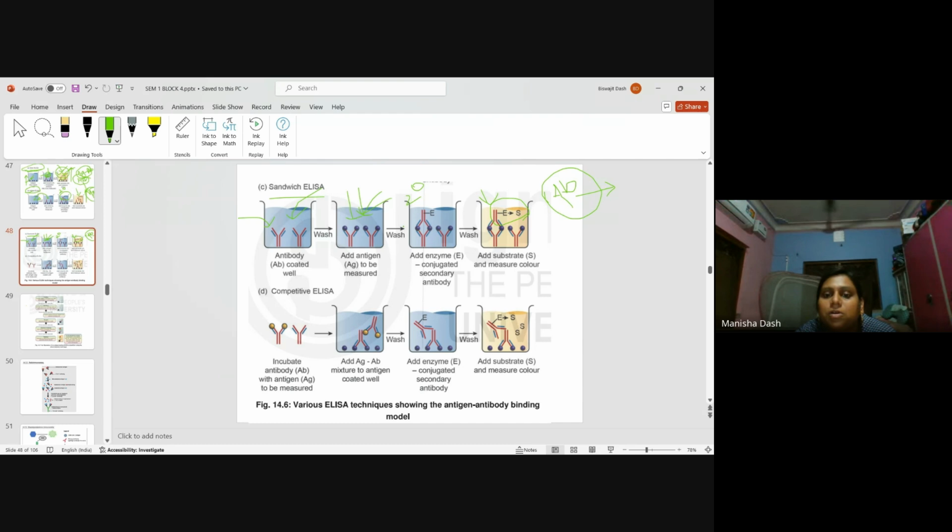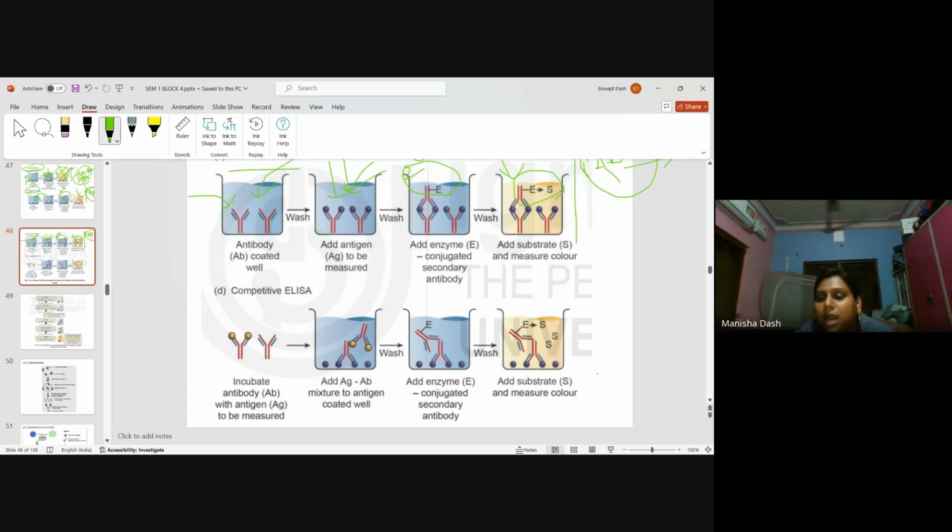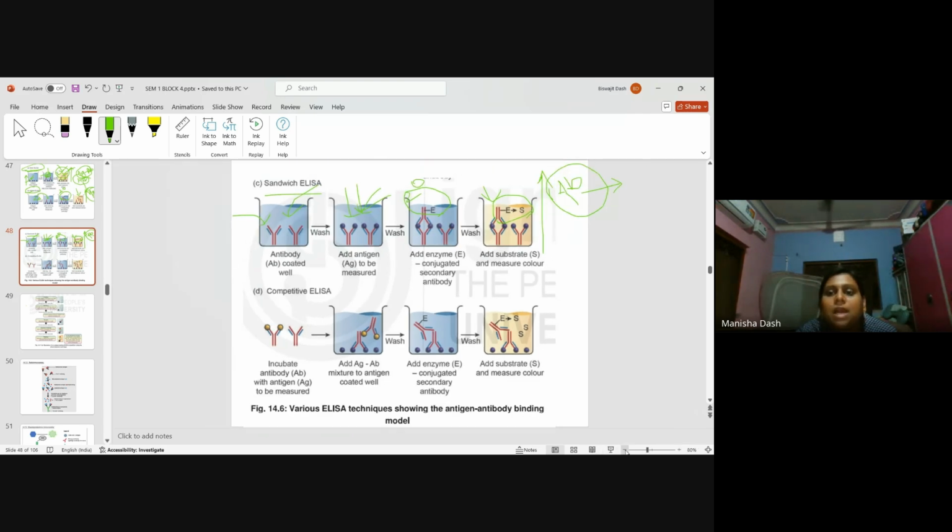And depending upon the concentration of the antibody, there will be high intensity color. If the concentration is less, the intensity of the color will be less. If the color is high, it means many antibodies are there to which many antigens can bind, and the more antigens binding, the more will be the binding of the secondary antibody, the more product formation and the higher the color. Since here the antigen is sandwiched between two antibodies, this is called a sandwich ELISA.